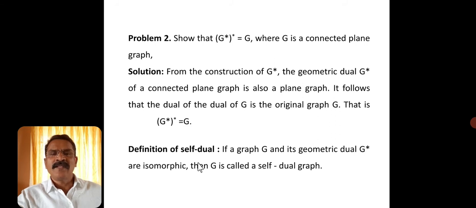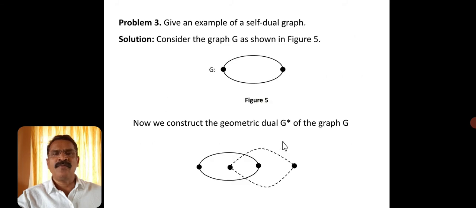Okay, so similarly first you have to consider a graph G and find out its geometric dual G star. And if you come to know that G and G star are isomorphic, then we will conclude G is a self-dual. So such a graph is called self-dual graph. So if a graph G and its geometric dual G star are isomorphic, then G is called a self-dual. Okay, I hope you have understood this concept also very easily.